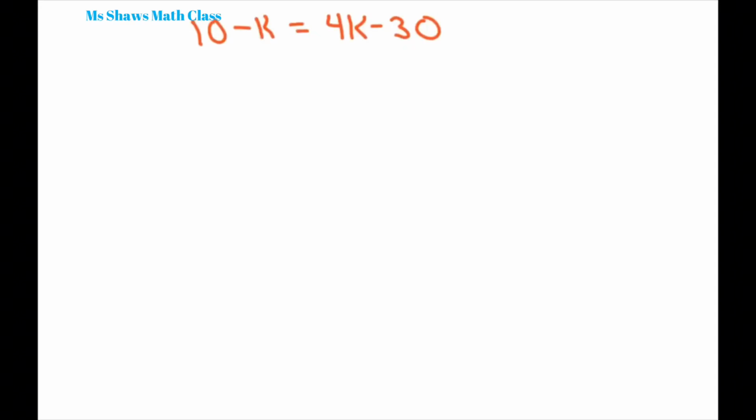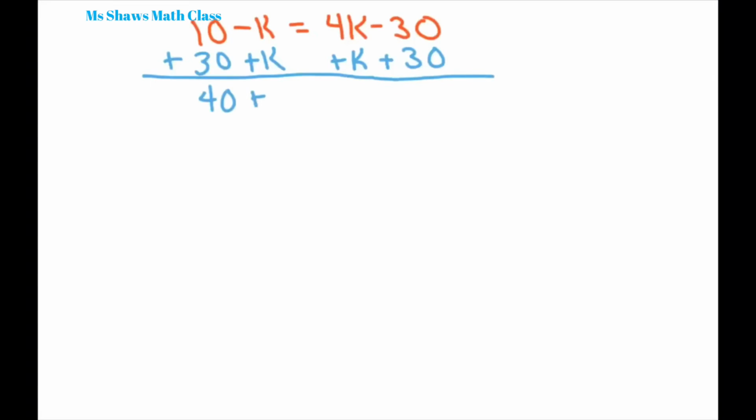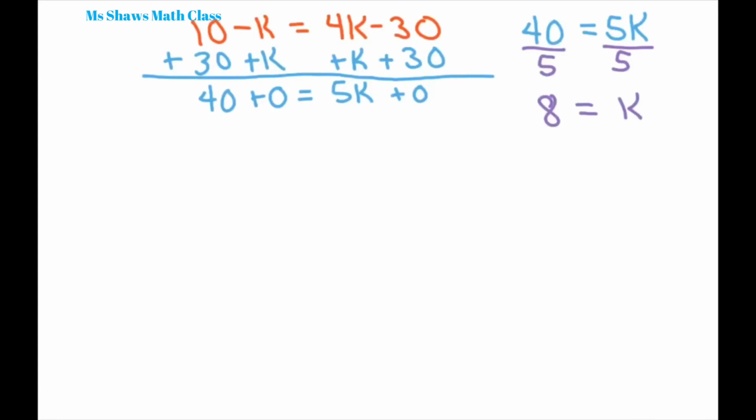Okay, on the next one, we're going to do the same thing. I'm going to add k, and to save time, what I'm going to do is add 30 to both sides. So we're doing 2 steps here. Now, 10 plus 30 is 40. Negative k plus k is 0. 4k plus k is 5k. And negative 30 plus 30 is 0. So with the zero property of addition, we're going to get 40 equals 5k. Use your division property, divide both sides by 5. Therefore, you get 8 equals k, or the solution set is 8.